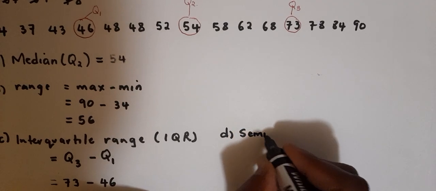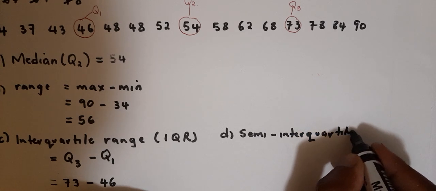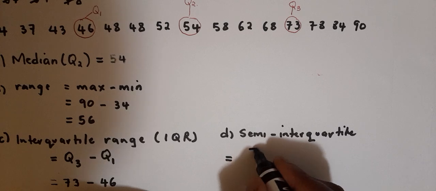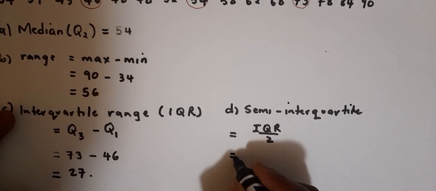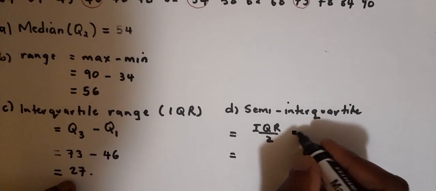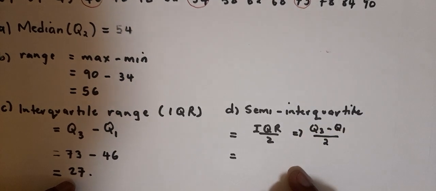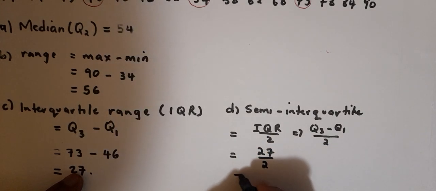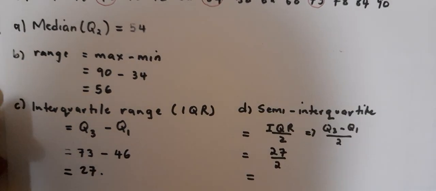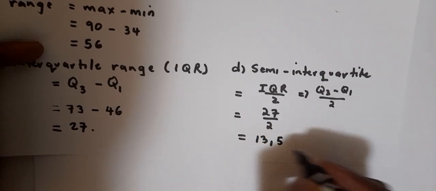Right. Quick addition: calculate the semi-interquartile range. So if the question comes, calculate semi-interquartile range, this would be the IQR divided by 2. Let me just write this: Q3 minus Q1, divided by 2. But we found Q3 minus Q1 to be 27 right here. That's 27 divided by 2. Then we get a nice 13.5 as the semi-interquartile range.